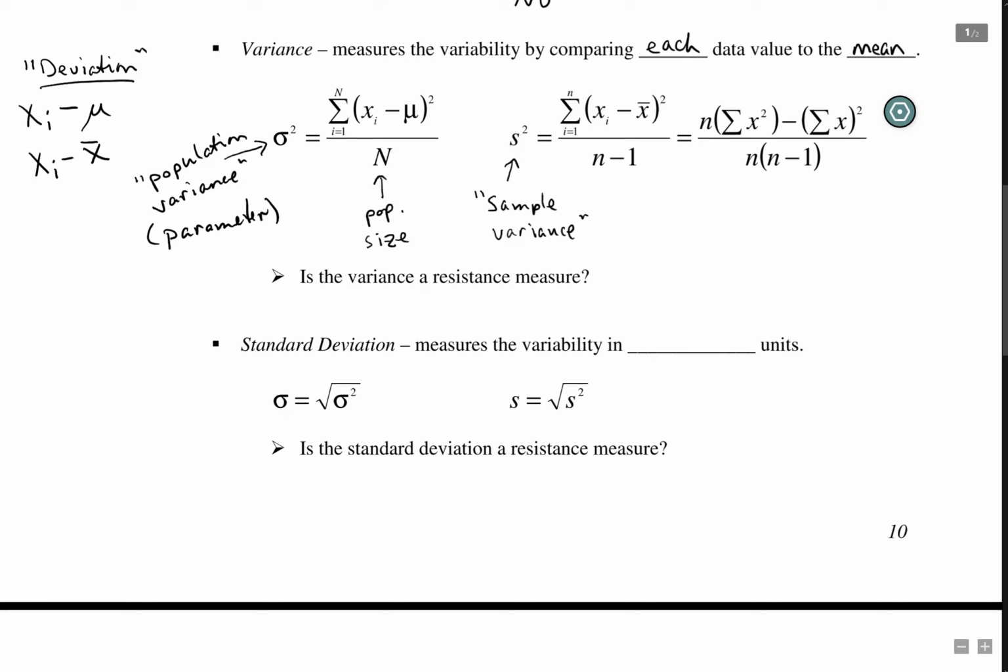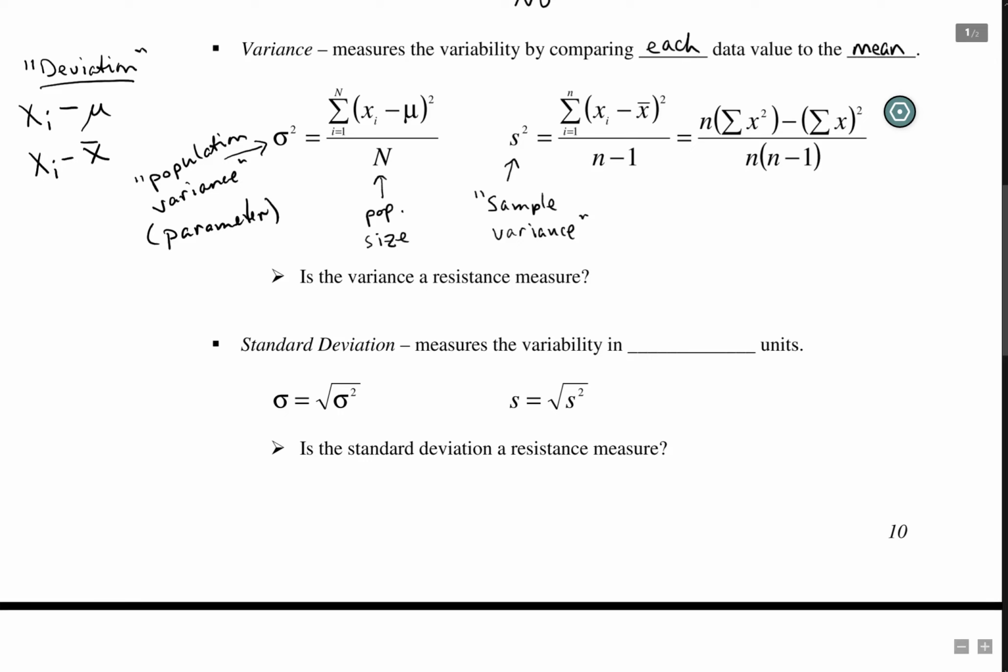And I've got two representations here. Let's start off with this first one. It's the sum, i goes from 1 to n, of the square deviation from the sample. So it's xi minus x bar quantity squared. But then we divide by n minus 1. Again, little n is the sample size.